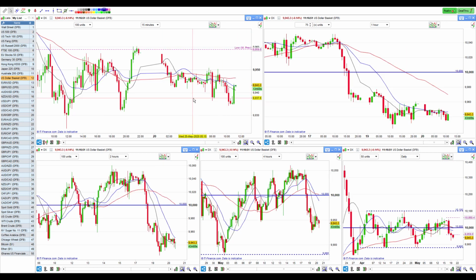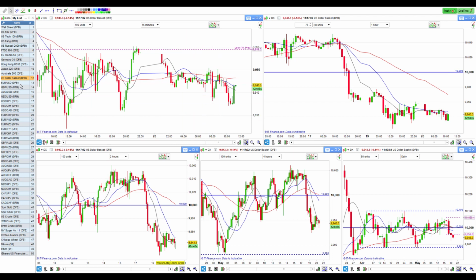So US dollar basket. The issue with this is it can't let go of 100. It's basically obsessed with this particular level here. And there's no clear trend. If you look at it here, it's kind of bobbing to the downside, and it's just a little bit volatile. And again, it's very messy, especially on the 2 hour time frame. So the issue is that there's no clear trend with the US dollar at this point in time.